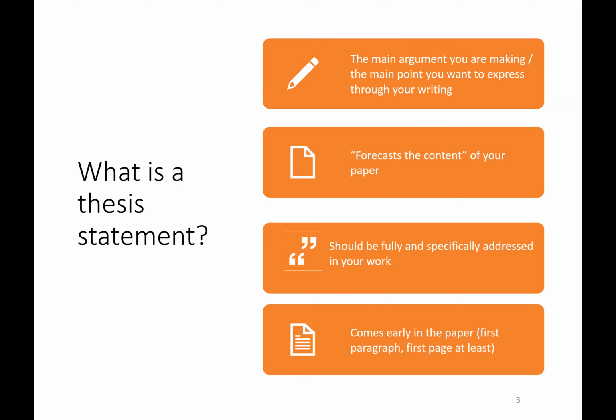And finally, and this is an important point, we're actually going to come back to this a little later, it should come early in your paper. This is something I've seen a lot, where a thesis gets buried at the very end of an introduction. It's several pages in. That's just not the most effective way to present your argument. You really want your reader to know right from the beginning what the main point of this paper is and why they're reading it.